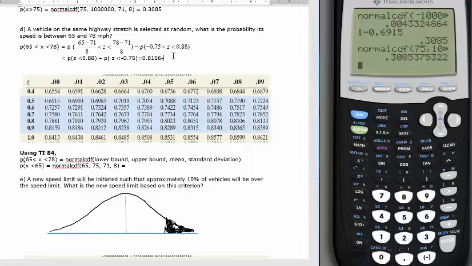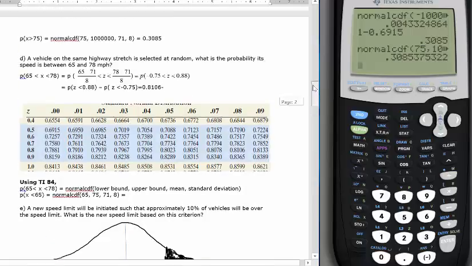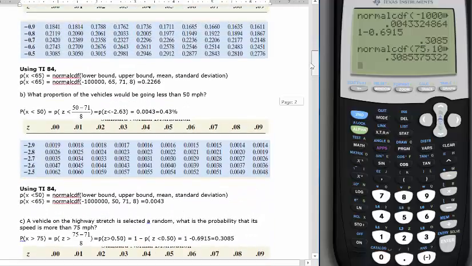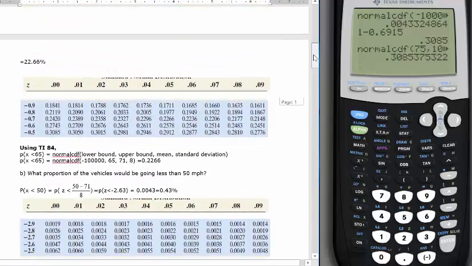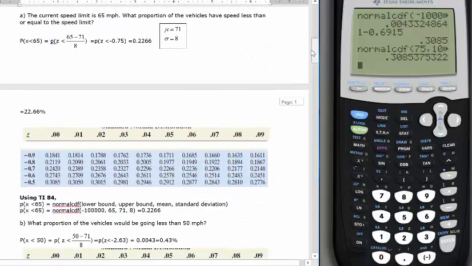Minus. You wonder, I didn't put the portion of the table where we can do probability of z less than negative 0.75. Well, we did this earlier, and that's the answer. Probability of z less than negative 0.75, we got it at 0.2266.